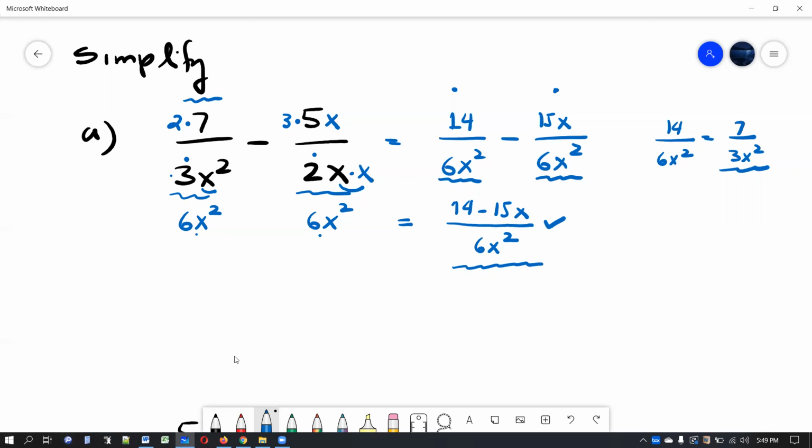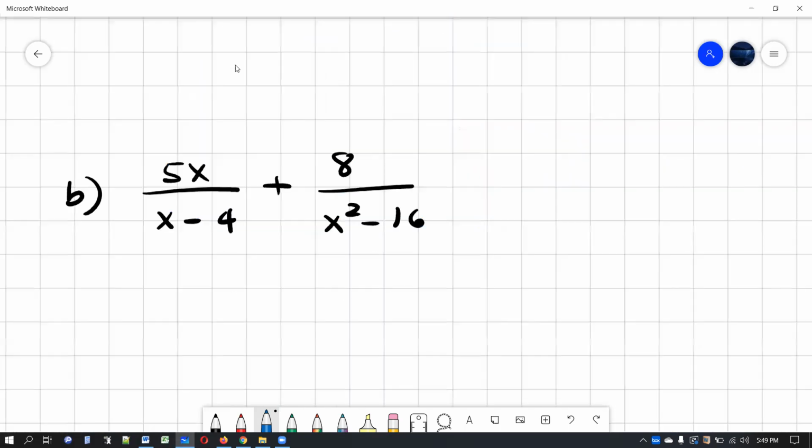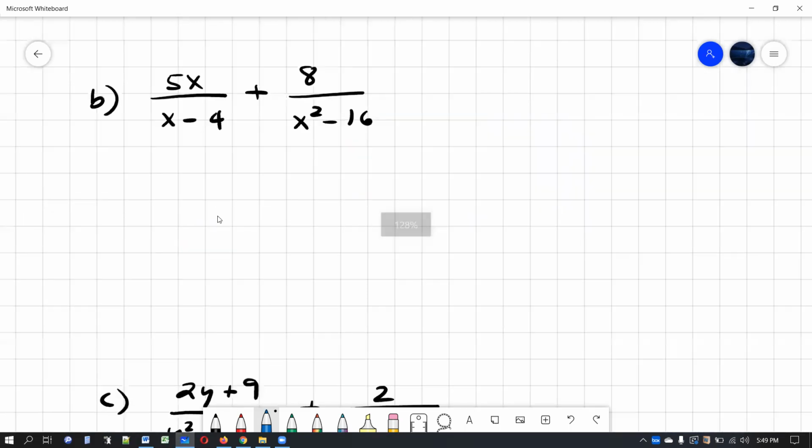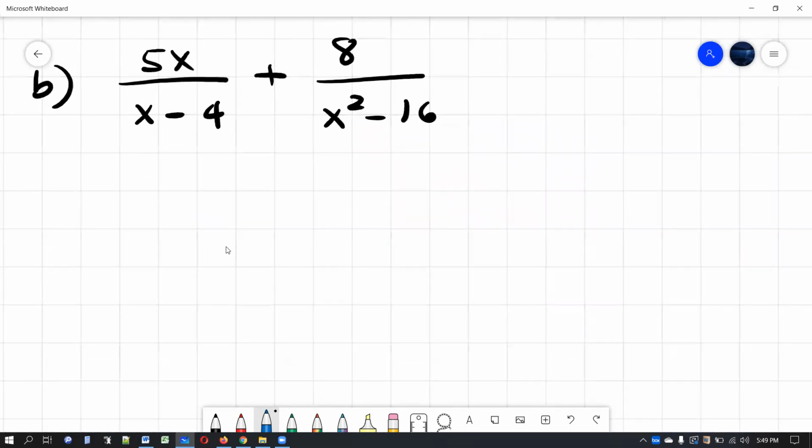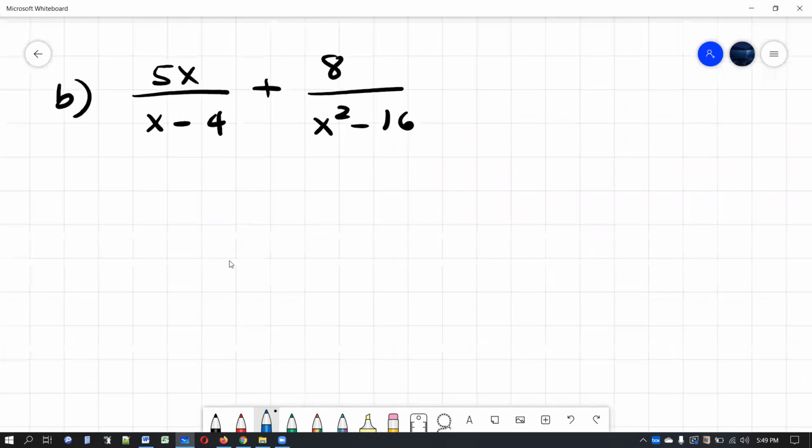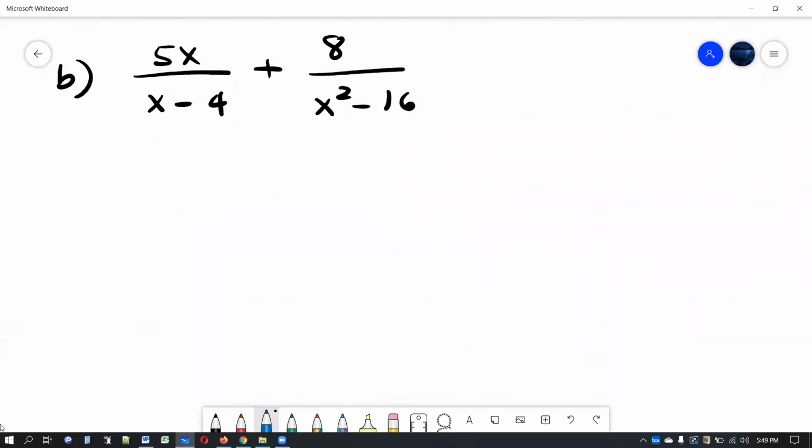Okay, so let's see another example. This is the second case, where again the denominators are different. I cannot add them as they are. In this case, I notice that I have to factor first. So I am going to leave the first fraction the same.